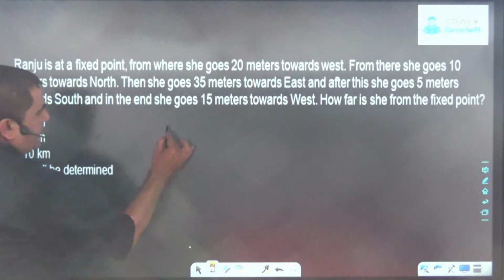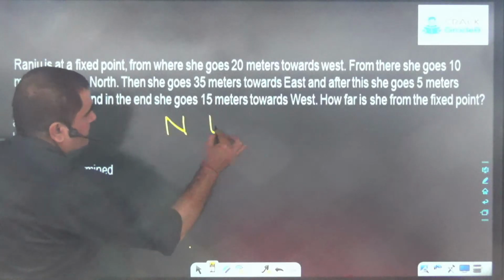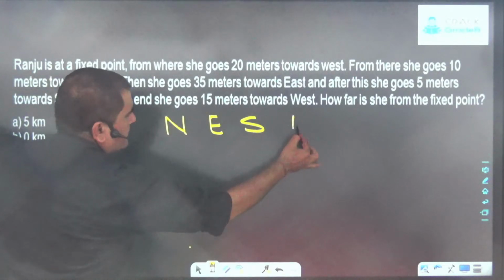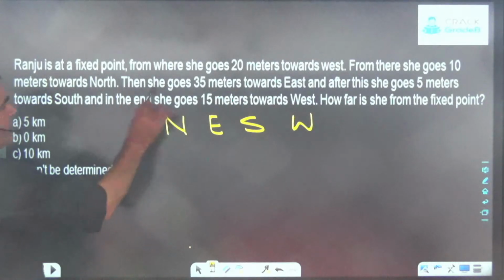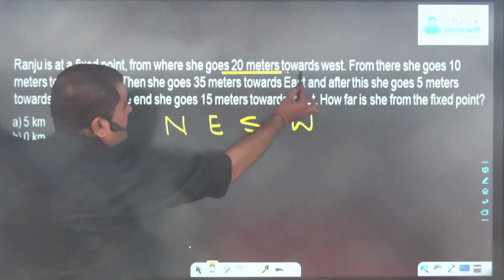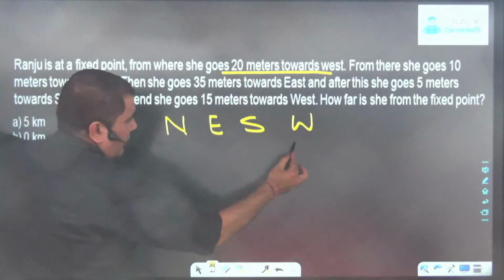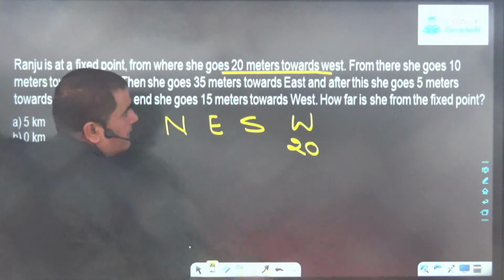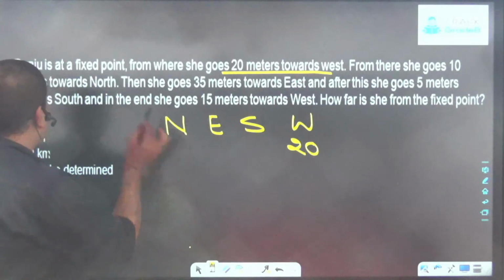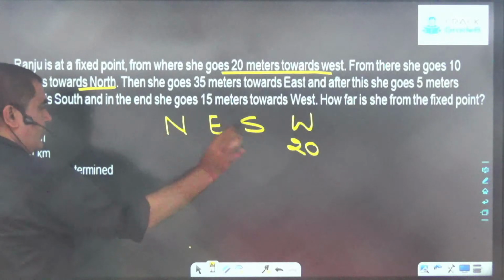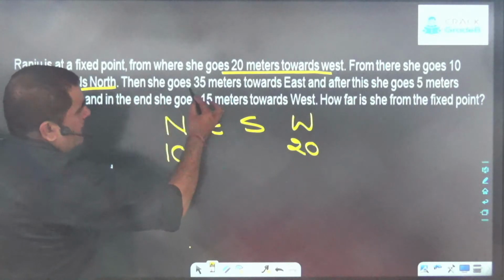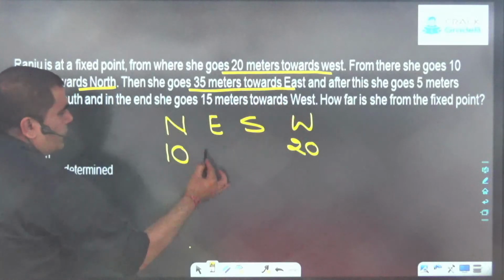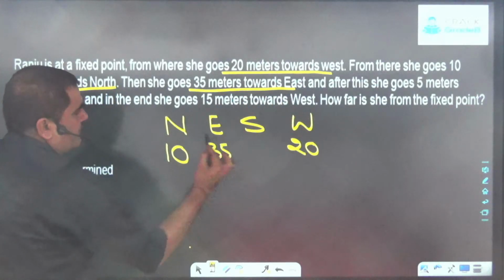Okay, let's write NESW. Okay. Now Ranju at a fixed point goes 20 meter towards west. So initially she has gone 20 meter towards west. From there she goes 10 meter towards north. So from there she went 10 meter towards north. Then she goes 35 meter towards east. So east will be 35.